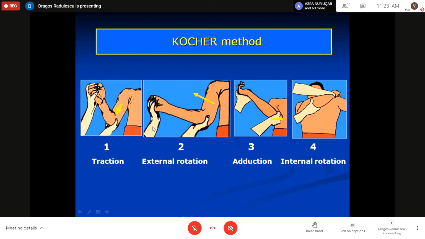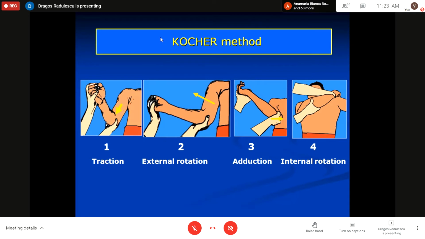And again, it's a bit more complicated because, as you can see here, it's composed of 4 steps, this Kocher method. All these 4 steps together form the Kocher method. By this, I'm trying to say that these are not individual steps, they are chained one to another. So you need to go from one to the other without pausing. And if you do it properly, you will reduce your shoulder dislocation. And that's called the Kocher method.